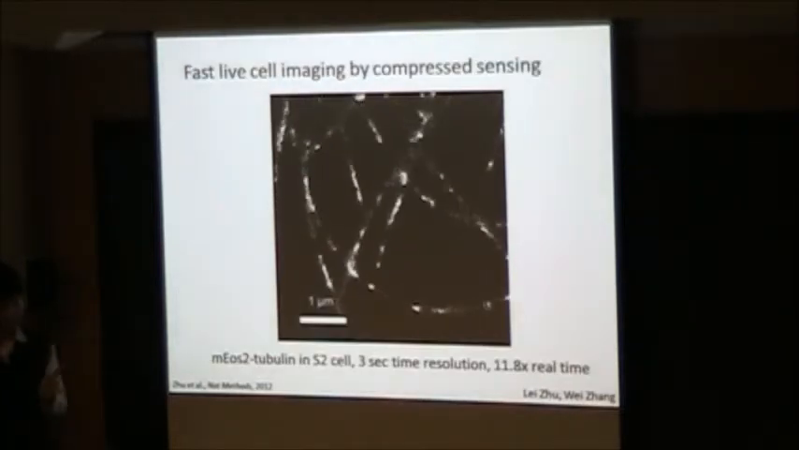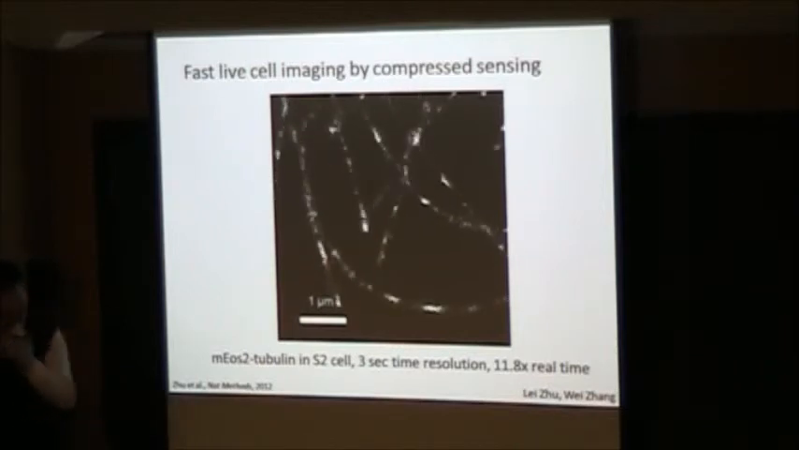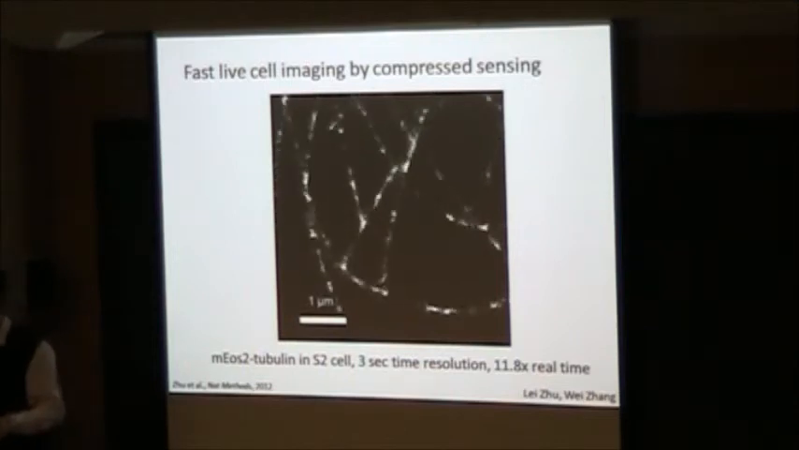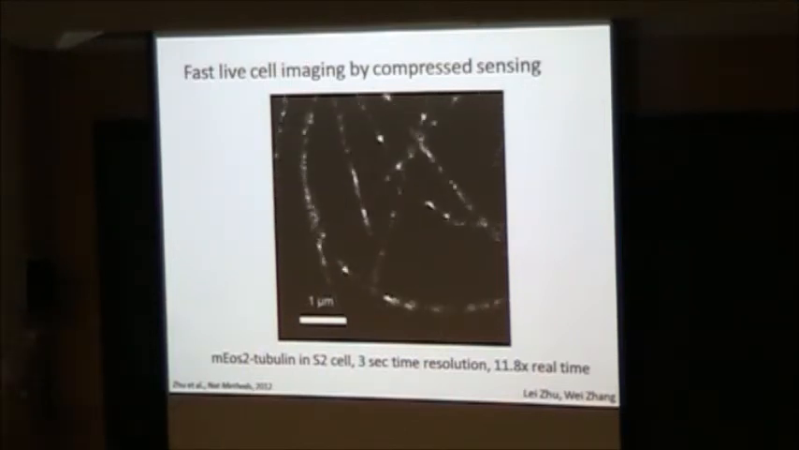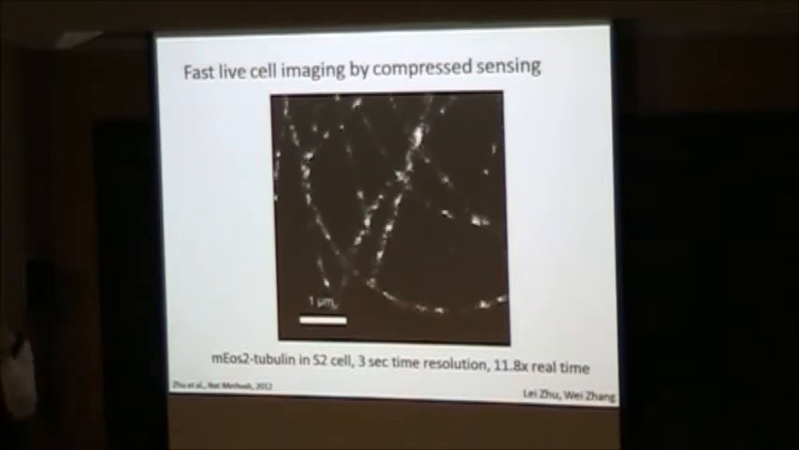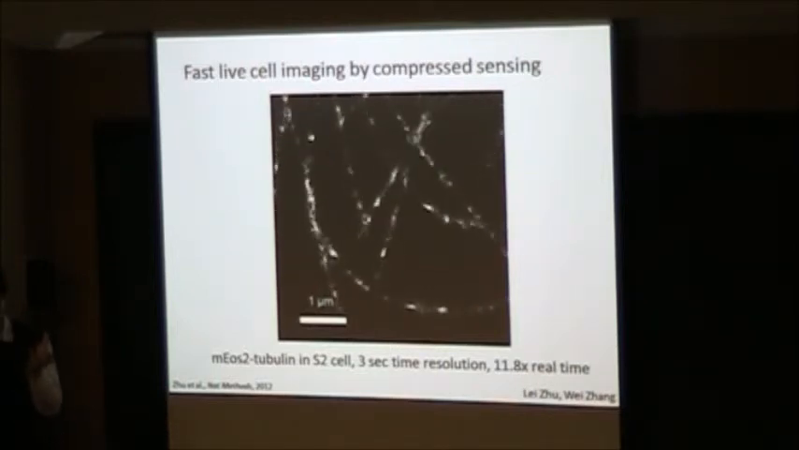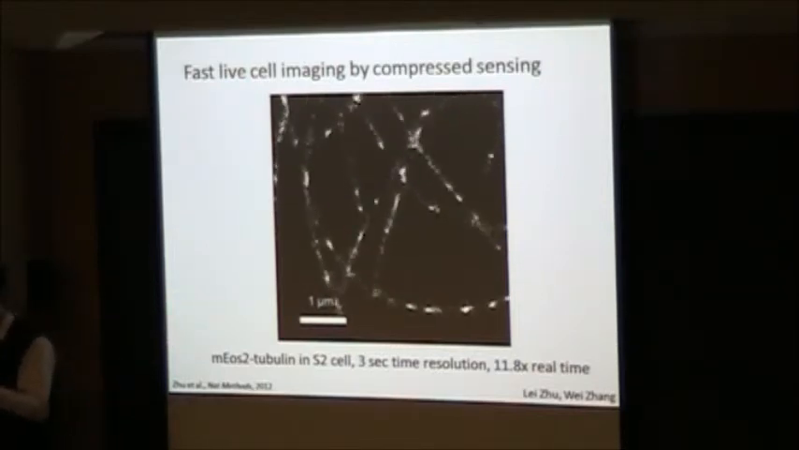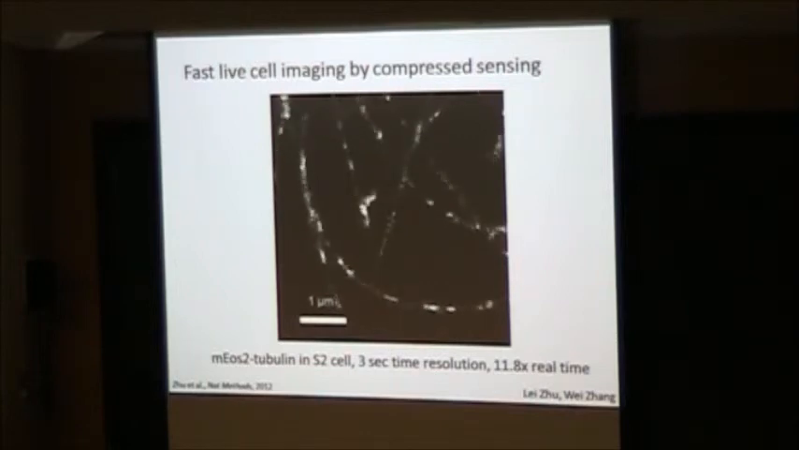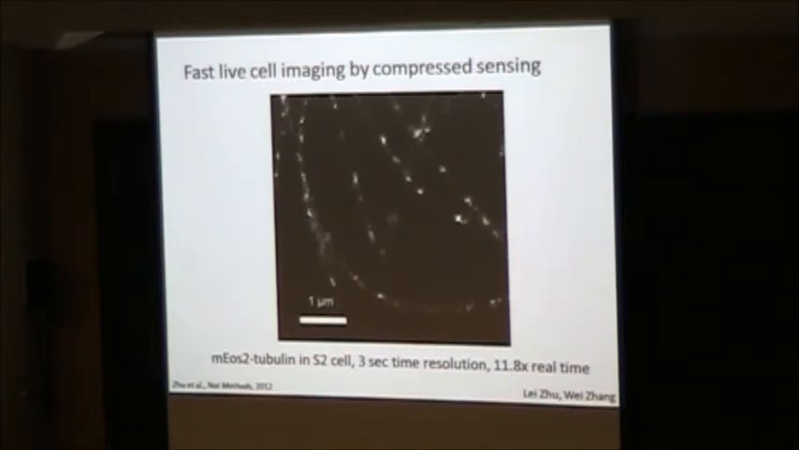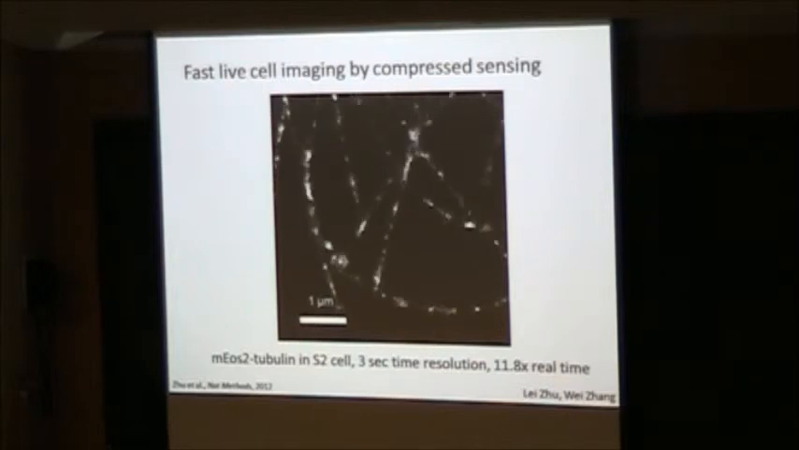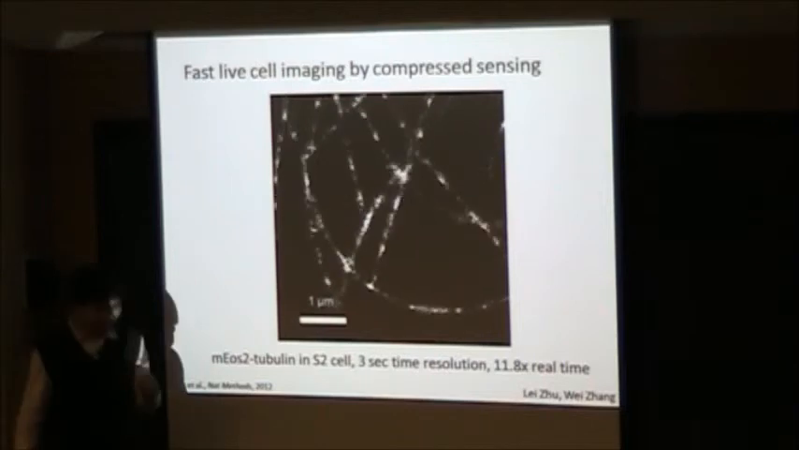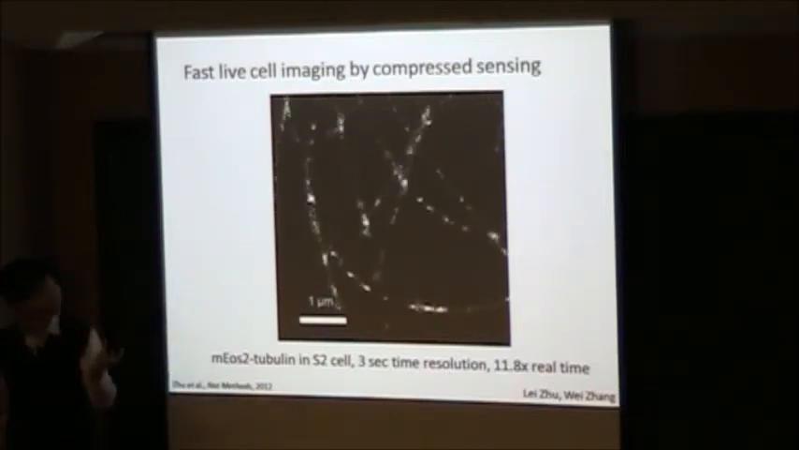And we can also do live cell imaging. This is the same MEOS2 tubulin S2 cell, actually acquired on the same day. And now instead of 1200 frames, we've been using 169 frames, that's 3 seconds, to reconstruct an image. So we can see microtubule dynamics with 3-second time resolution. And again, this is the image taken on that day when I ran a demo experiment for the prospective students, and it ends up in the paper. Quite impressive.